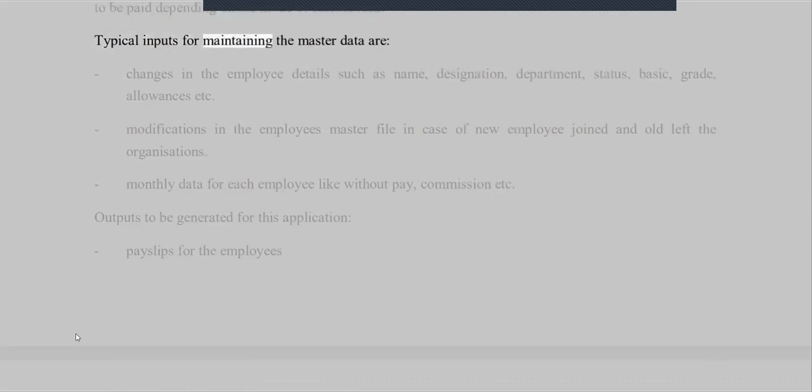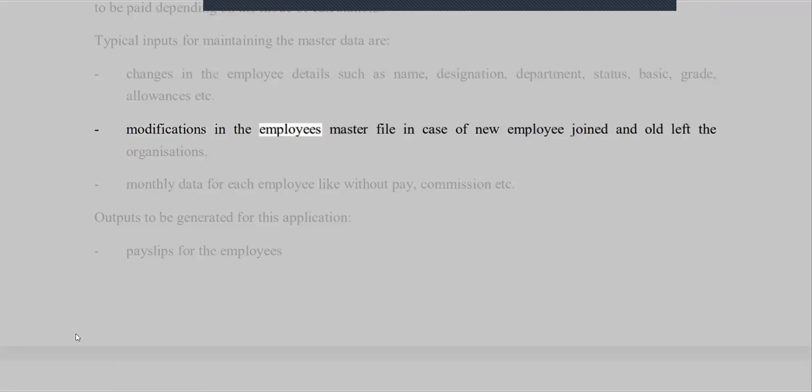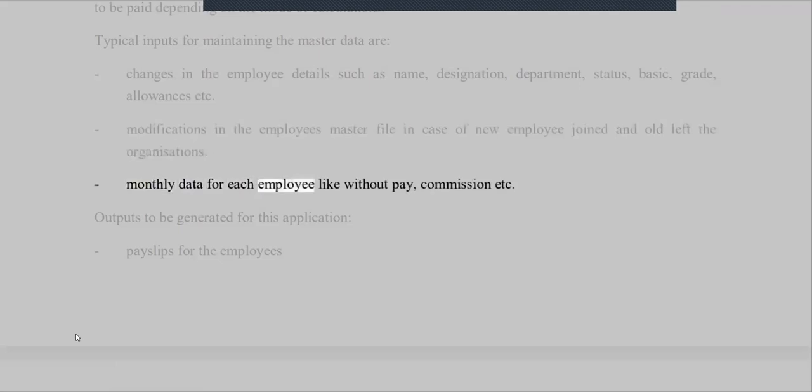Typical inputs for maintaining the master data are changes in the employee details such as name, designation, department, status, basic, grade, allowances, etc. Modifications in the employee's master file in case of new employee joined and old left the organization. Monthly data for each employee like without pay, commission, etc. Outputs to be generated for this application: payslips for the employees.